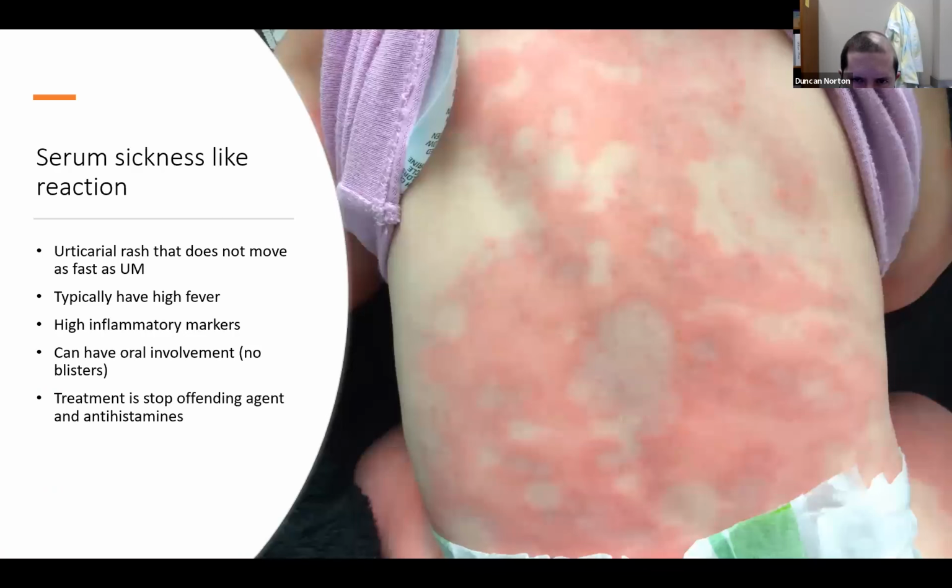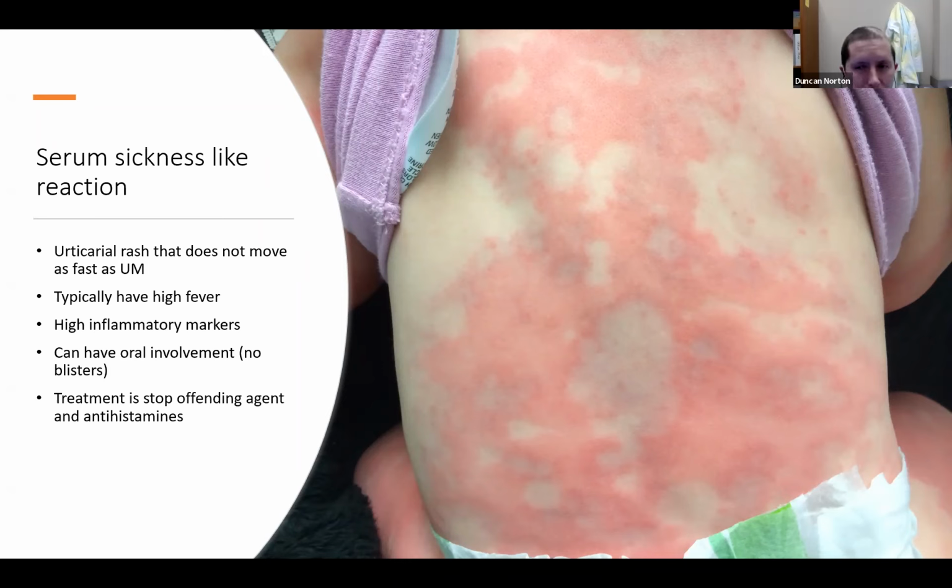Next is a serum sickness-like reaction. This is typically due to a drug. This is an urticarial rash that can look similar to urticaria multiforme, but it doesn't move as fast. So it will move. It's not fixed, but it's not one where, oh my God, it was there, and then 6 hours later it's moved. This typically moves very slowly.